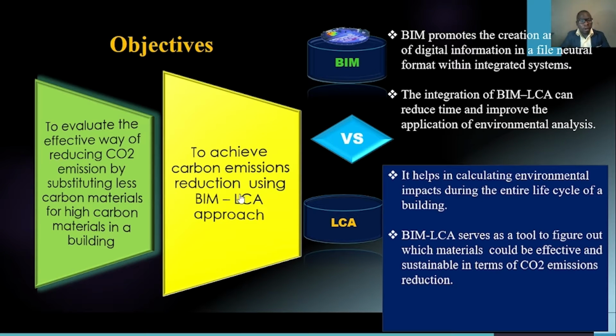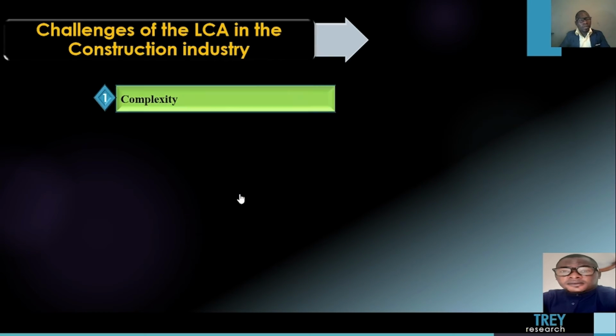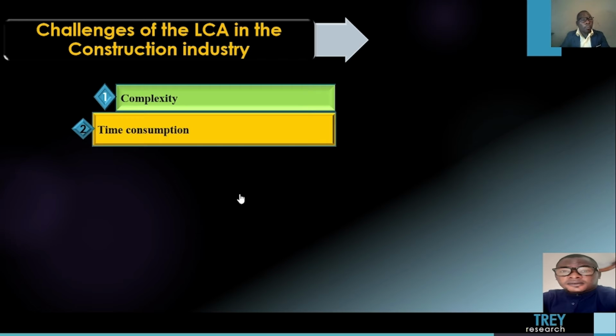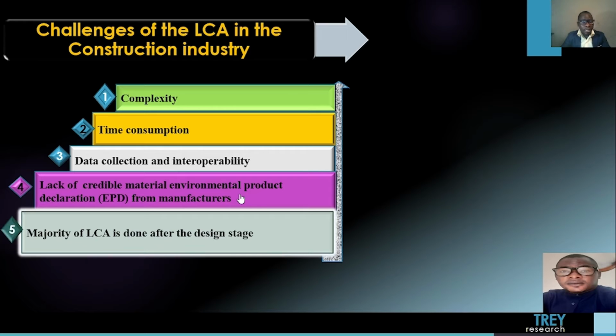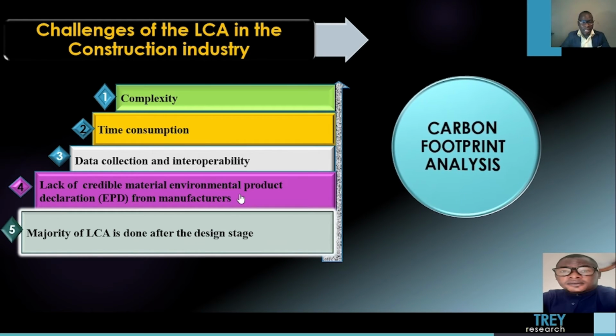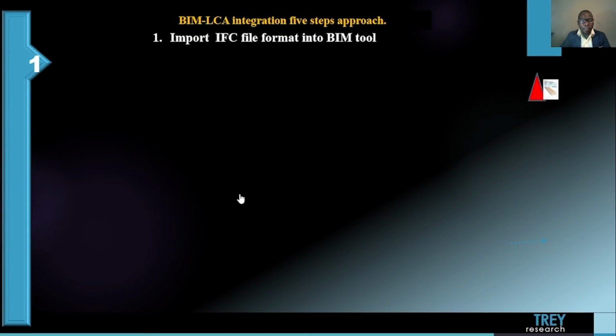Now, what are the likely challenges in the LCA in construction? The first one is it is complex in nature. It is time consuming. Data collection and interoperability challenge. We have lack of credible material environmental product declaration from local manufacturers. Well, majority of LCA is done after design stage. Now, BIM LCA integration 5-step approach. So we have to follow the following steps to achieve CO2 emission reduction using BIM LCA approach.